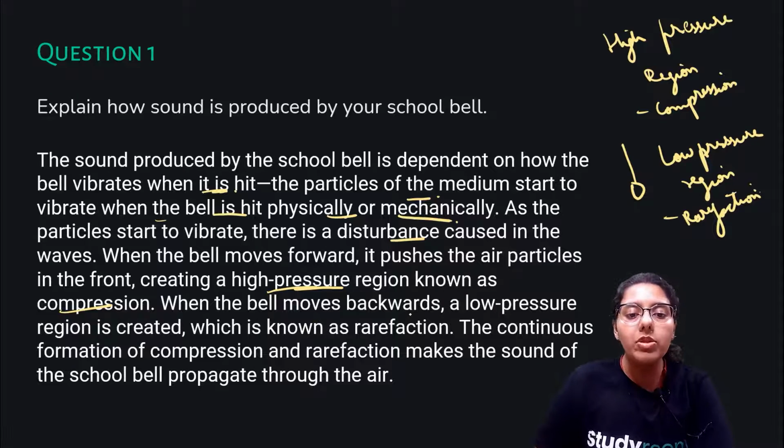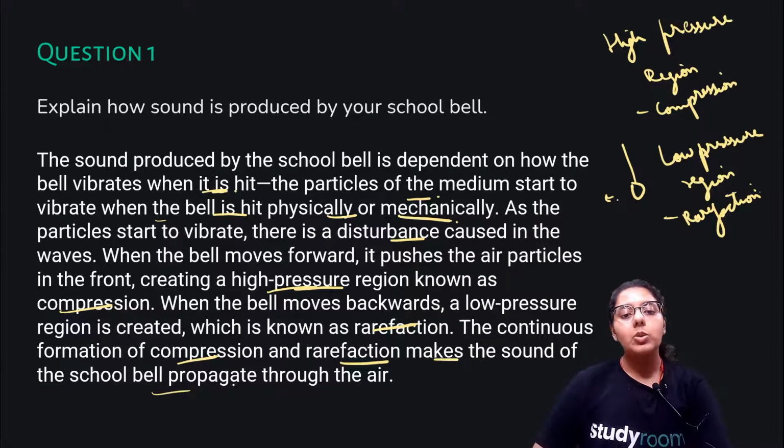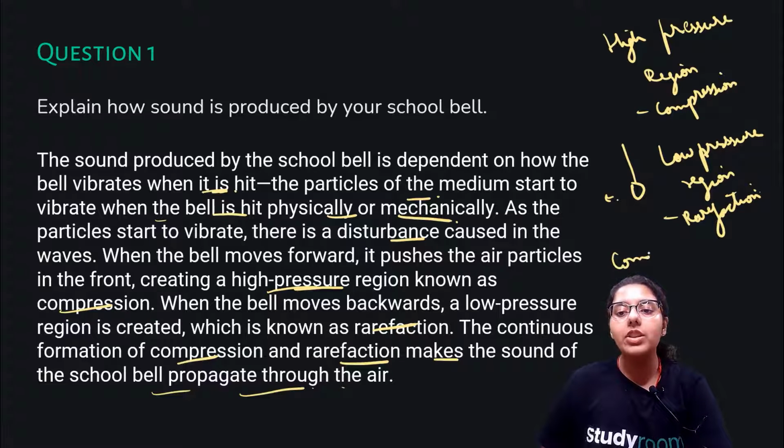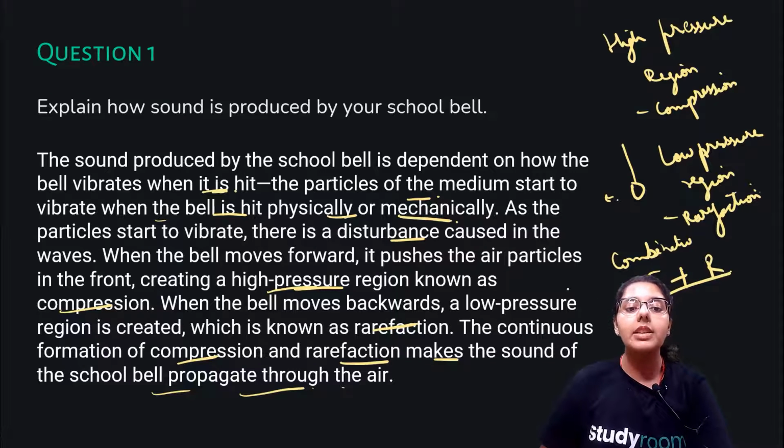When the bell moves backwards, a low pressure region is created which is known as rarefaction. The continuous formation of compression and rarefaction makes the sound of the school bell propagate through the air. So it is the combination of compression plus rarefaction. Both together make the sound of the school bell propagate through the air.